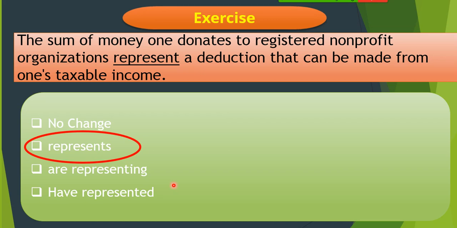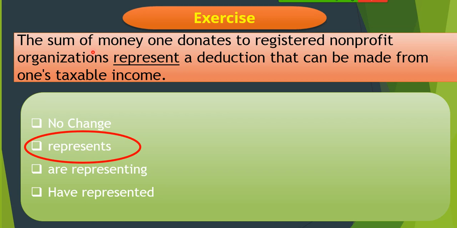Fine. Okay Abdurrahman, read the second sentence. The sum of the money one donates to registered non-profit organization represent a deduction that can be made from one's taxable income. Income, yes. He was speaking about the money that they donate to registered non-profit organizations. The people who donate money for those organizations, the amount of money is deducted from their taxable income.